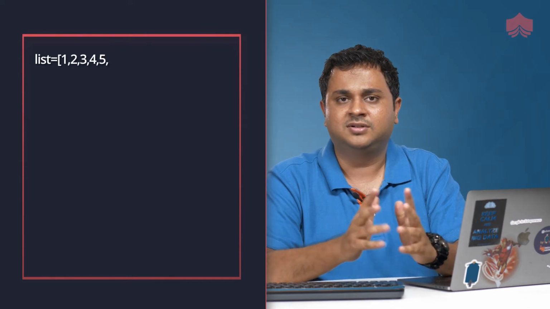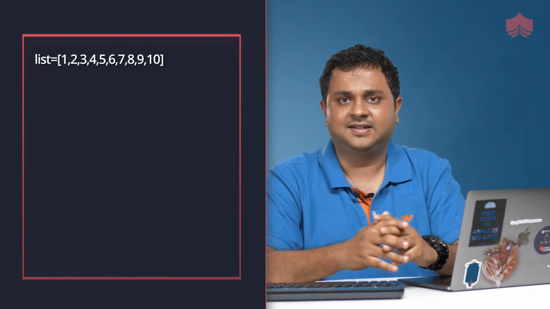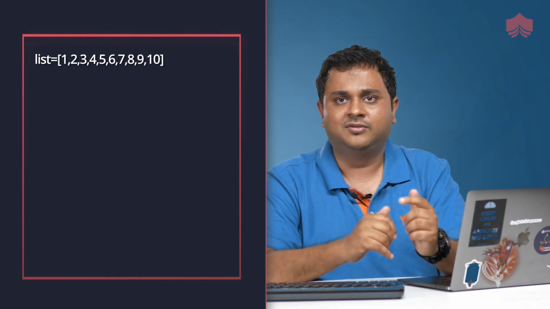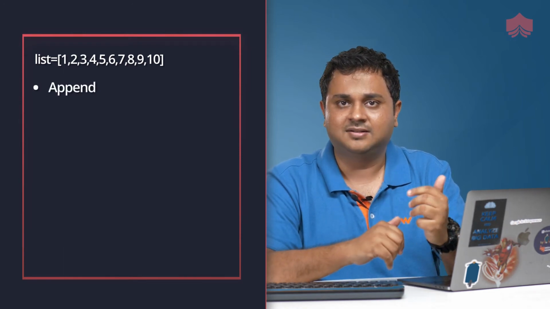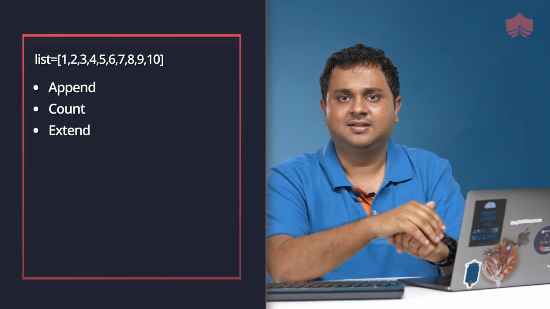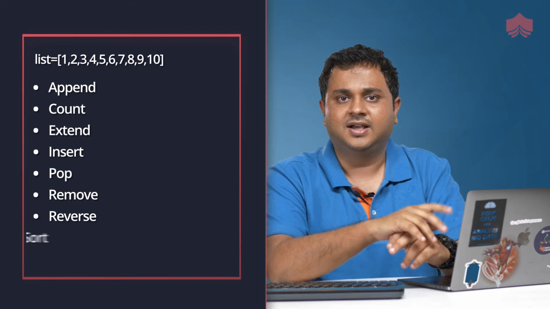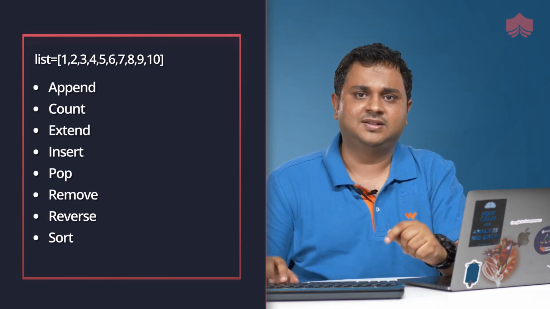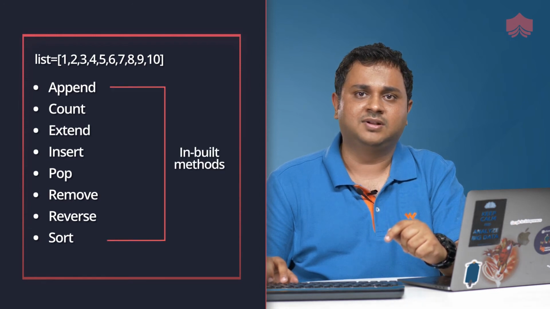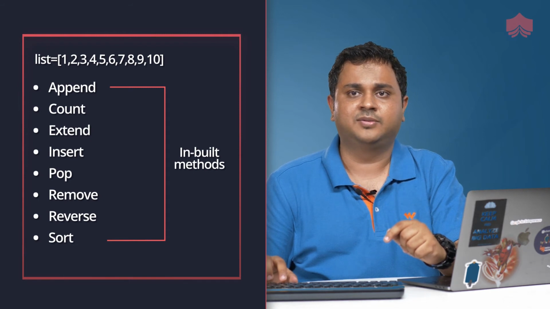And the methods that we tried with lists, I want you to try out. Create a list and give it values from 1 to 10, and try this as an exercise. Then try out all of the methods, starting with append, count, extend, insert, pop, remove, reverse, and sort. Try all of these methods and let me know how that goes. Those are inbuilt methods, so don't forget to try them and play around with the rest of the methods.